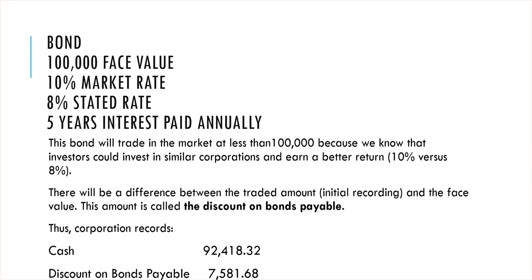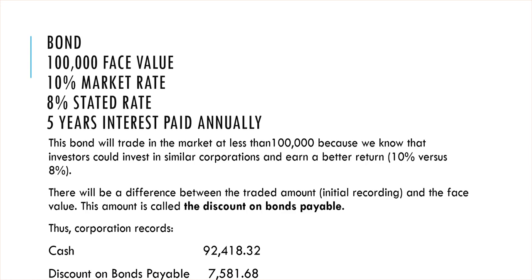And our journal entry is out of order. To make it in order, you need to create a discount on bonds payable of $75,81.68. Okay, now I want you to think of another concept here that might help you.